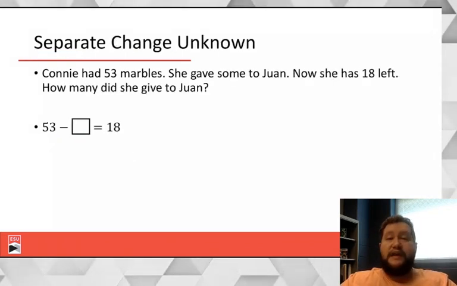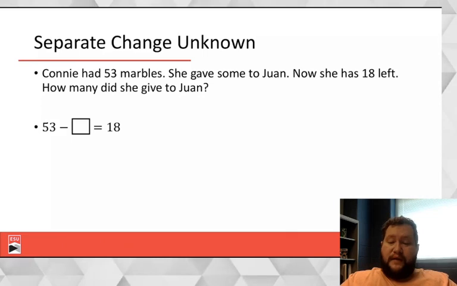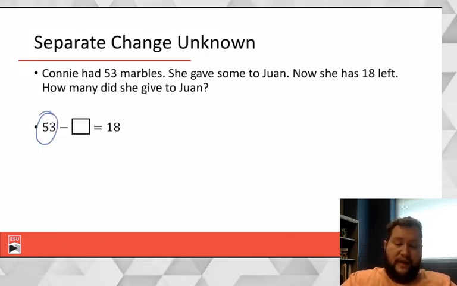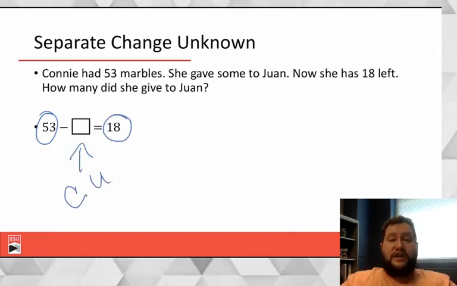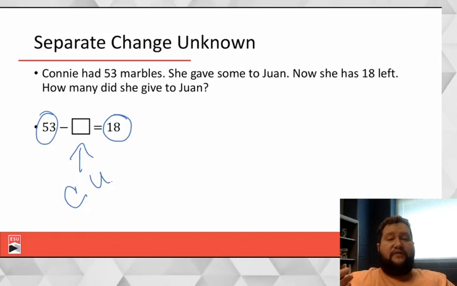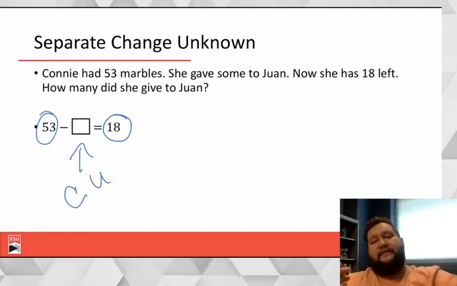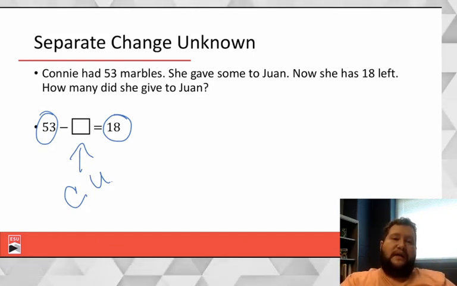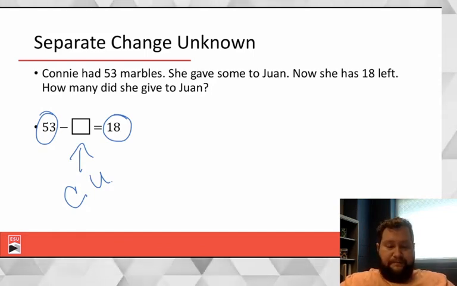The separate change unknown is where, again, we know our initial amount and we know our result, but we don't know our change, the amount that it's changing by. So Connie has 53 marbles. She gave some to Juan, and now she has 18 left. So you can imagine she just reaches into a bag and hands them to Juan, and it turns out he has some number now, and that's what we don't know.